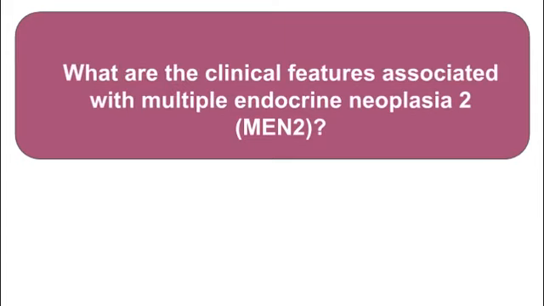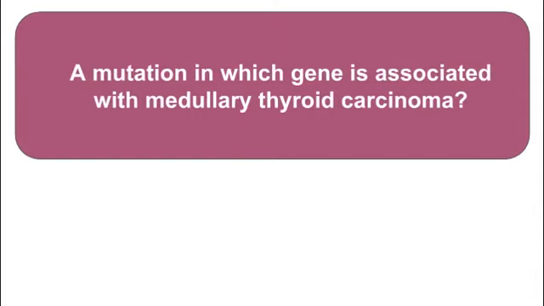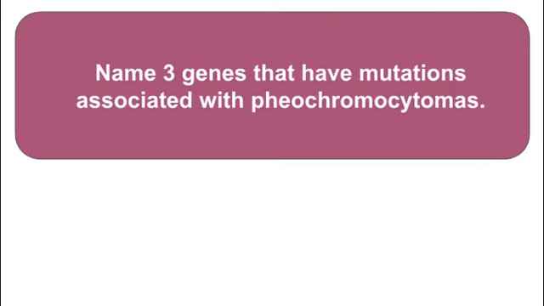Medullary thyroid carcinoma, C-cell hyperplasia, pheochromocytoma, and parathyroid hyperplasia. A mutation in which gene is associated with medullary thyroid carcinoma? RET. Name 3 genes that have mutations associated with pheochromocytomas.